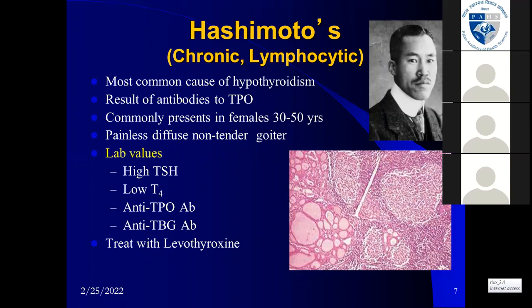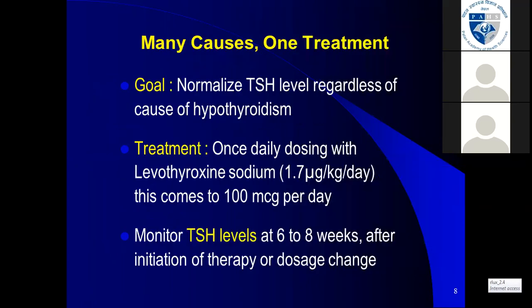The main treatment is thyroxine, levothyroxine. The cause might be different, and there might be many causes, but the treatment of hypothyroidism is only one, that is replacing the thyroxine T4. So the goal is normalizing the TSH level regardless of the cause of hypothyroidism. Regarding the treatment, we have to replace the T4, that is synthetic levothyroxine sodium, 1.7 microgram per kg per day, which makes around 100 mcg per day.